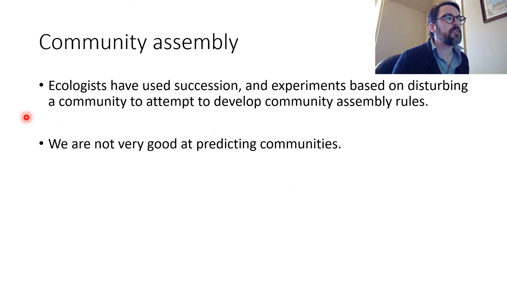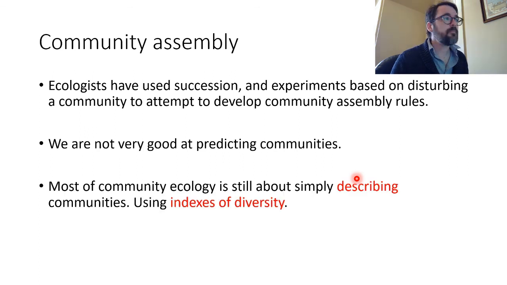If you remember, most of my lectures have been structured such that I've showed you some kind of math that allows us to make pretty good predictions about interactions, at least in simple systems. But these 100-dimensional communities, we're just not very good at making predictions beyond 2 or 3 species, even to this day. So most of ecology is still about simply describing communities.